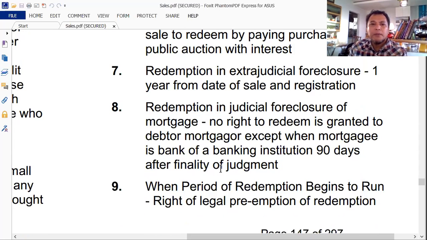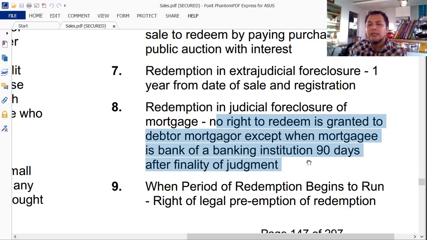Another application of legal redemption is in judicial foreclosure. This time it's the court who is foreclosing the mortgage. In this case, no right to redeem is granted to the debtor, the mortgagor, except when the mortgagee is a bank or a banking institution, and the period is 90 days from the finality of judgment. So if the one applying for judicial foreclosure is not a bank, there's no right to redeem.